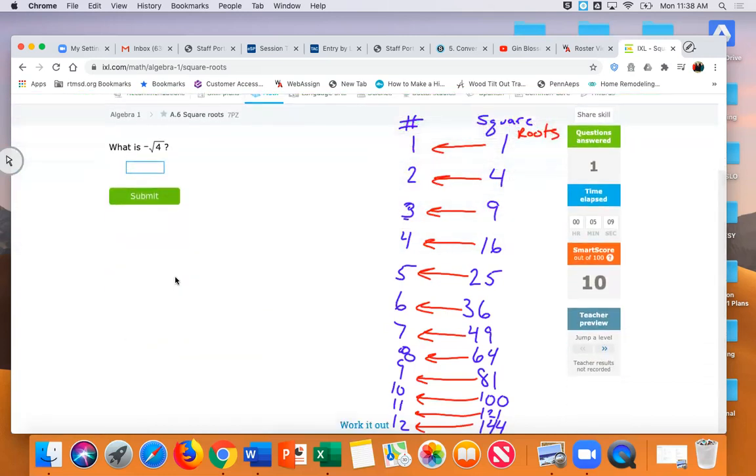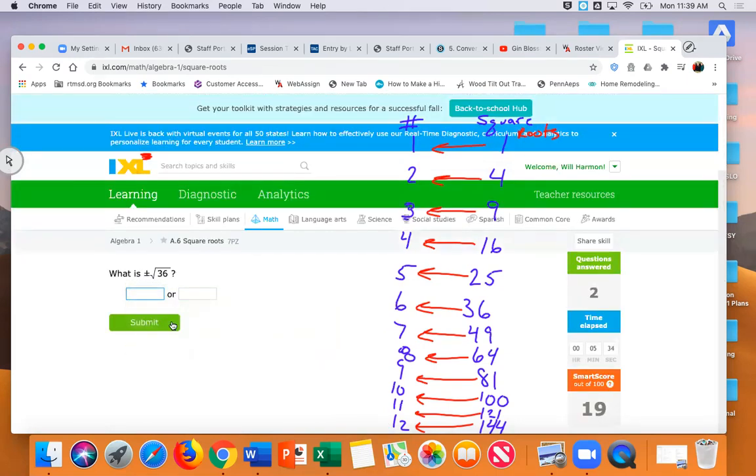So what's the square root of 4? Let's look at our list, find 4, and then trace the red arrow back. 2. But now, do you guys see how there's this negative out front? This thing right there? So my answer would be -2.